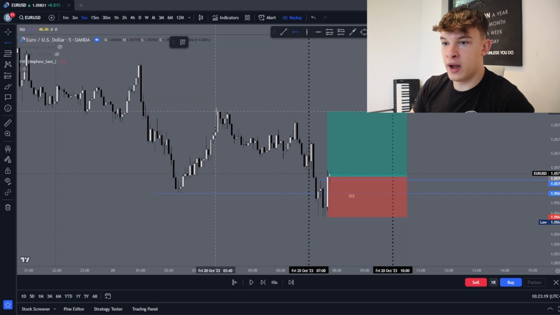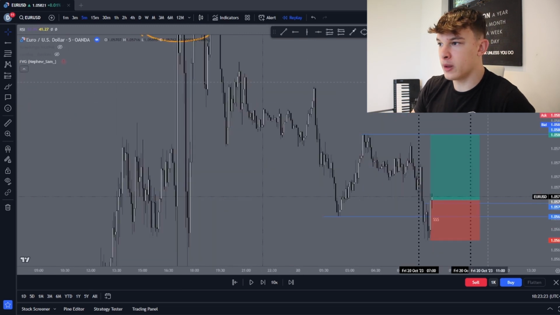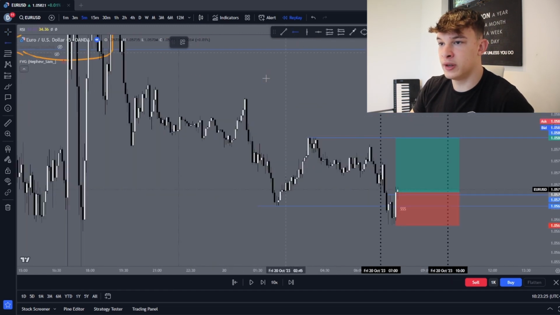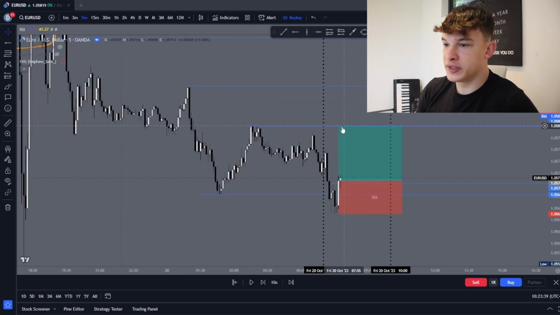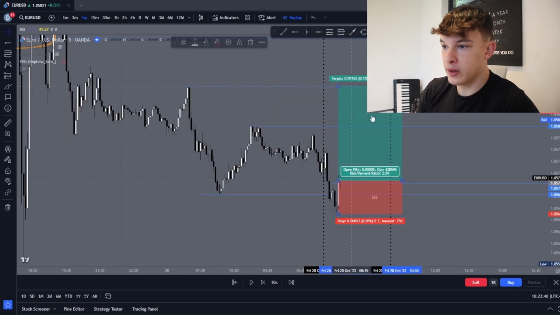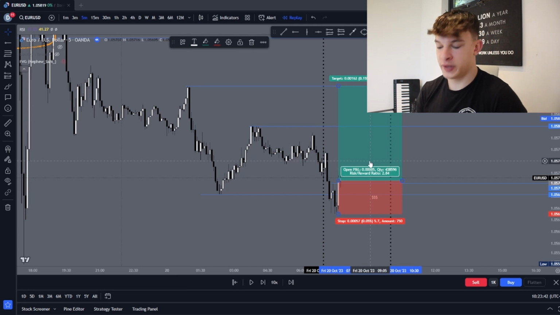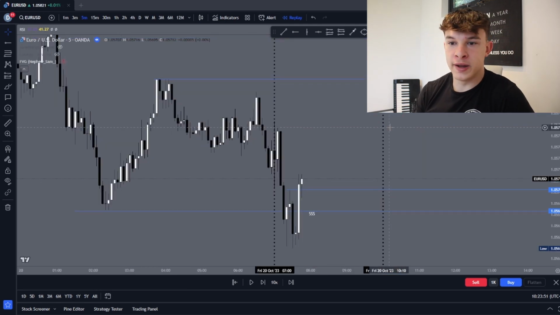Take profit 1 I had listed at this high here, and take profit 2 was at this secondary high in the market here. Had I entered now, we'd be looking at a 1.63 for take profit 1 and a 2.84 risk to reward for take profit 2. So I held off and didn't enter immediately.